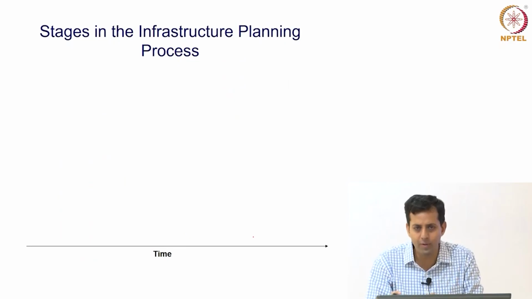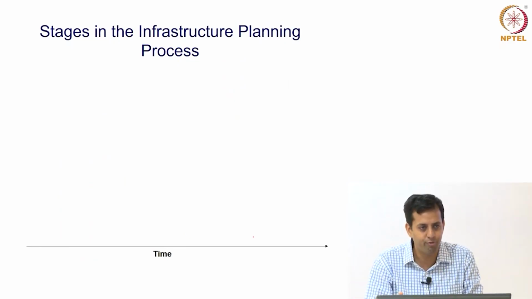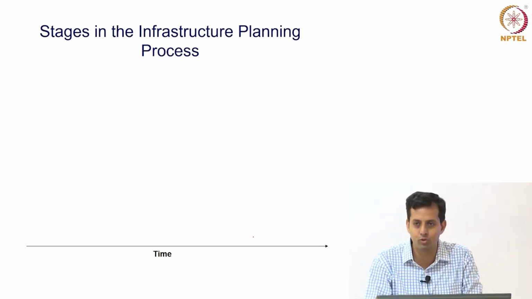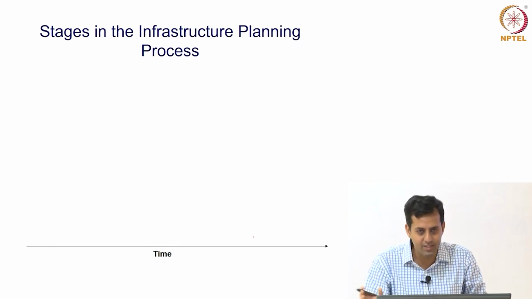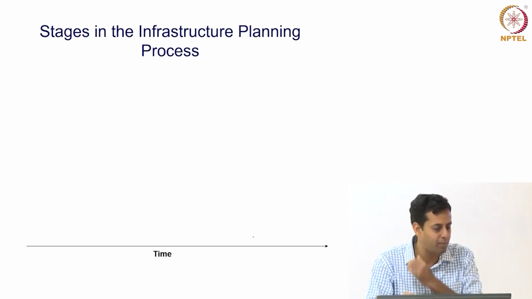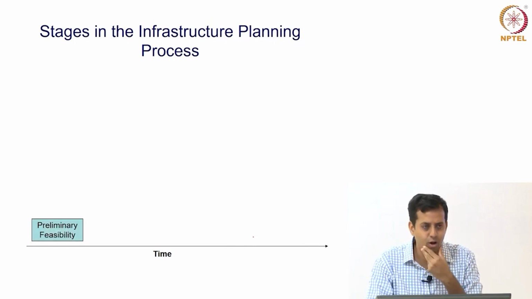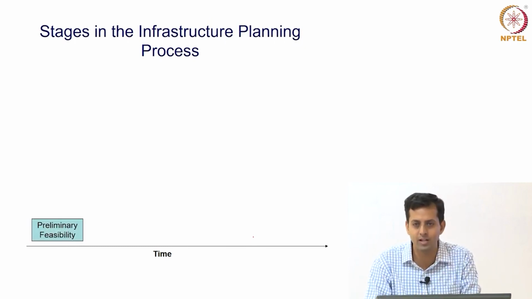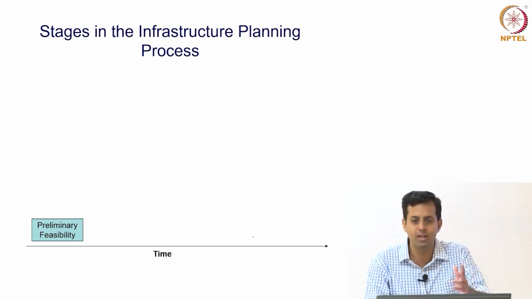So how do you go about building this infrastructure? There is typically a process that we follow. I will just quickly take you through the stages of this process. If you want to build anything, it could be a desalination plant, a road, a power plant, a dam, housing, whatever it is, you often start off with what we call a preliminary feasibility study. First, we've got to establish, is this piece of infrastructure even required?